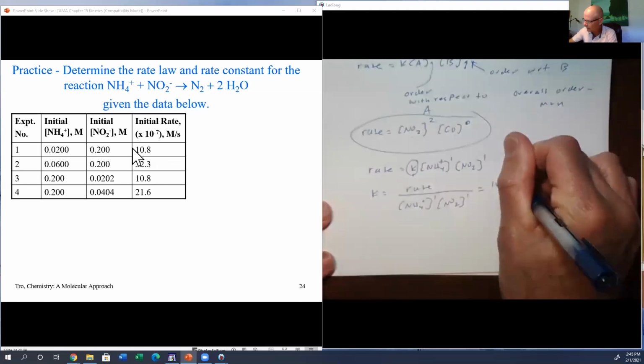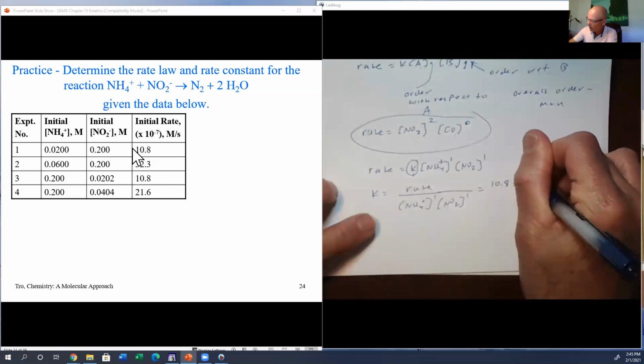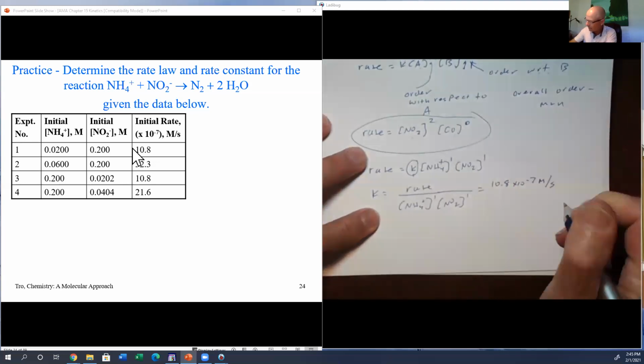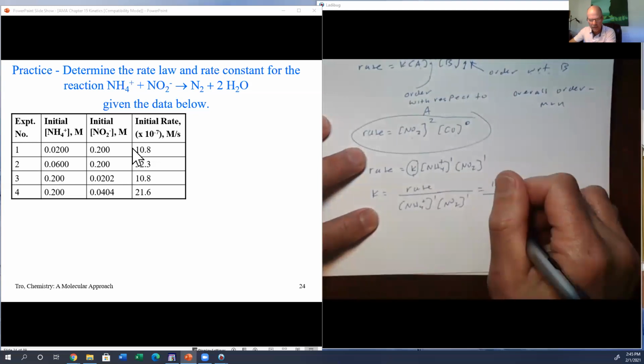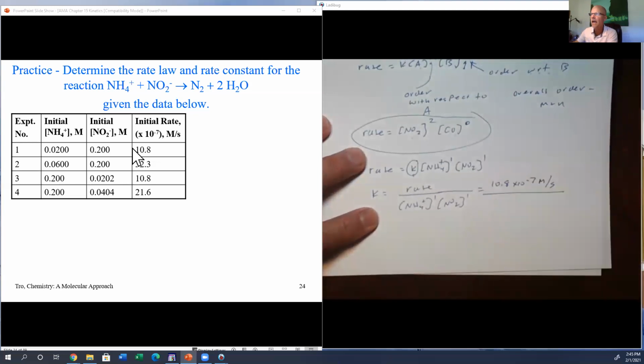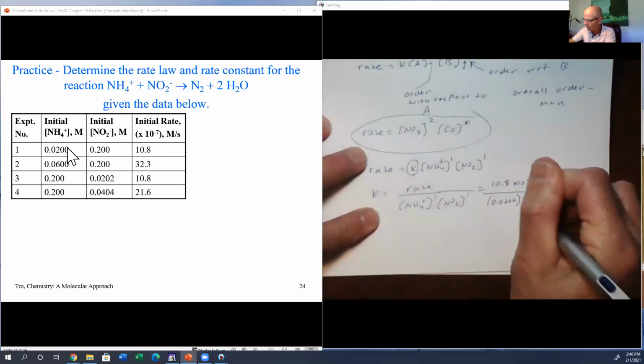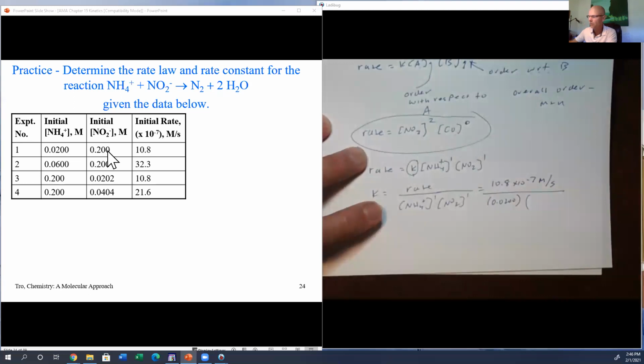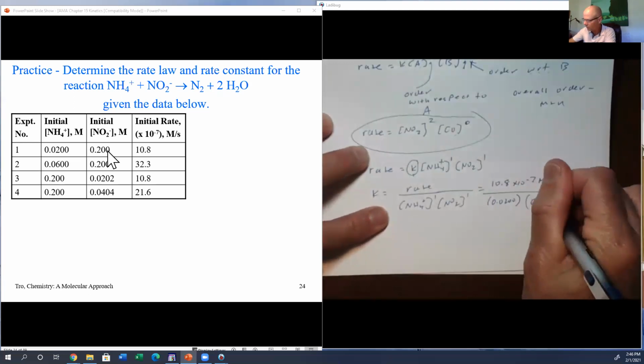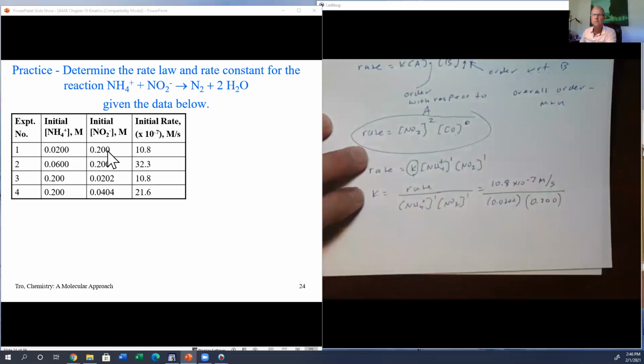10.8 times 10 to the minus 7 molar per second divided by the concentration of NH4+ at that rate, right, which is 0.02, divided by the concentration of NO2-, which is 0.200. Are you with me?